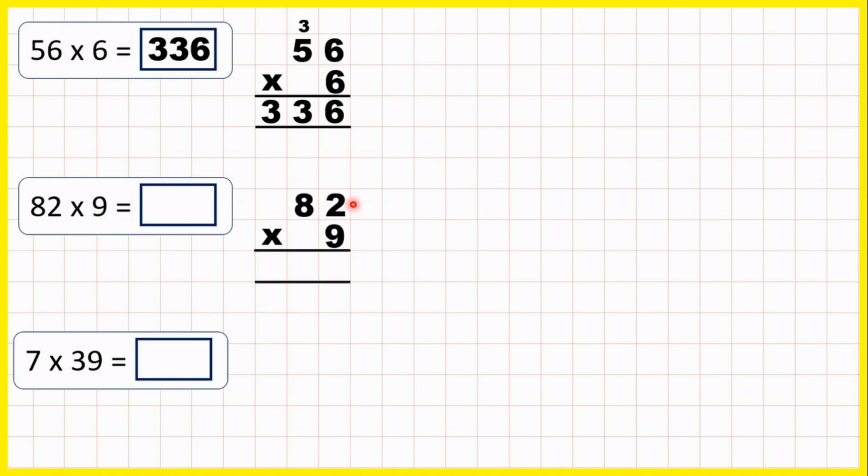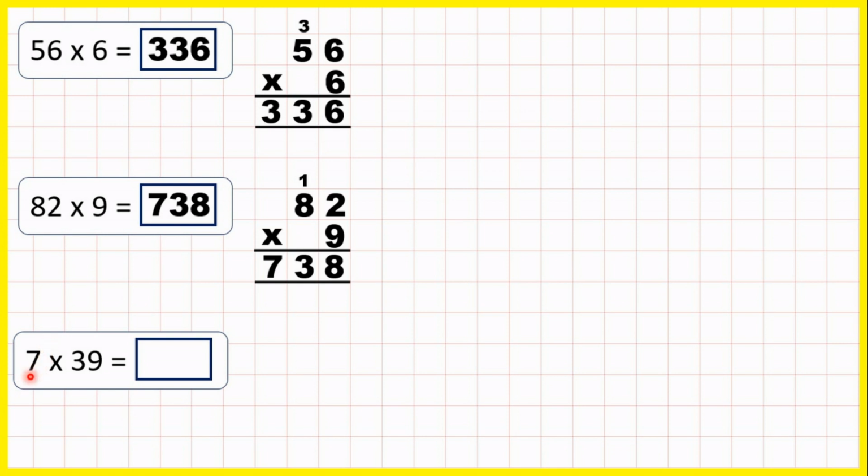Now 82 times 9. So we can set it out in the same way. 2 times 9 is 18, so 1, 8. And 8 times 9 is 72, but we need to add the 1 on top to make 73. So our answer is 738.